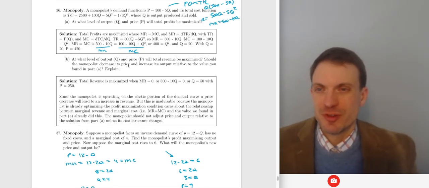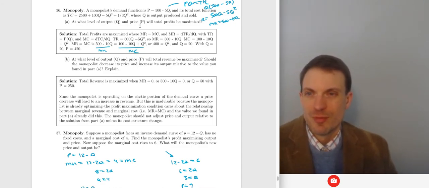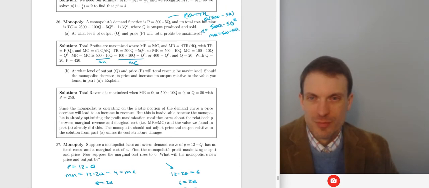36, a monopolist demand function and the total cost function here. What level of output and price will profits be maximized? Well, price times quantity is equal to total revenue. So Q times 500 minus 5Q. So revenue is equal to 500Q minus 5Q squared.